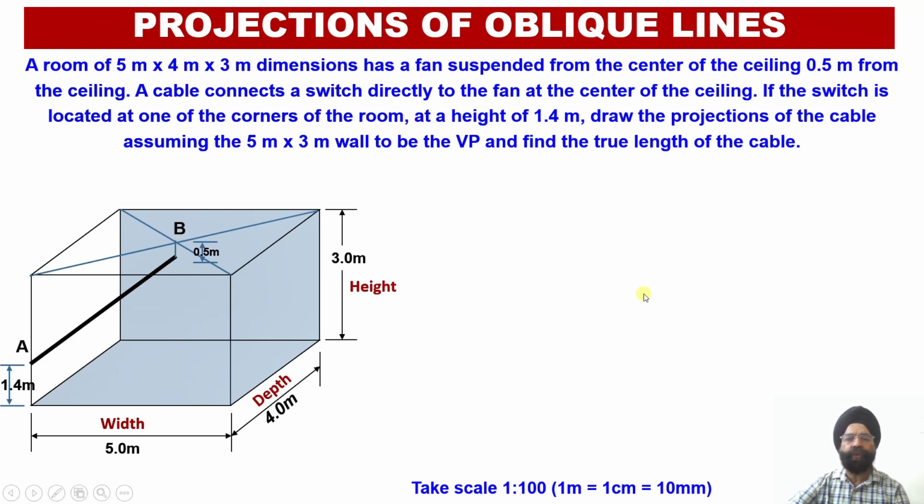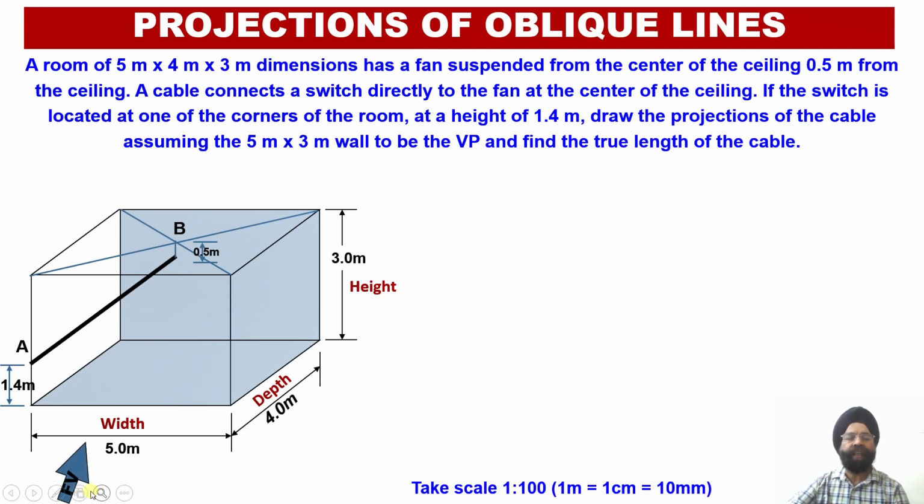So here, in order to draw the orthographic projections, we need to evaluate the front view as well as the top view of this room. The scale which we are going to use over here is 1:100. That is, a reducing scale will be used over here. So 1 meter will be represented by 10 millimeter, right?